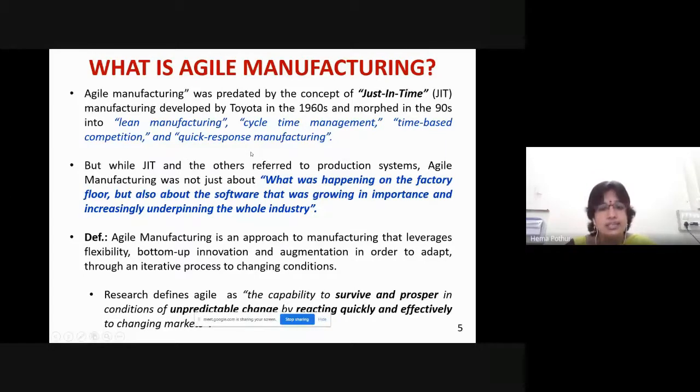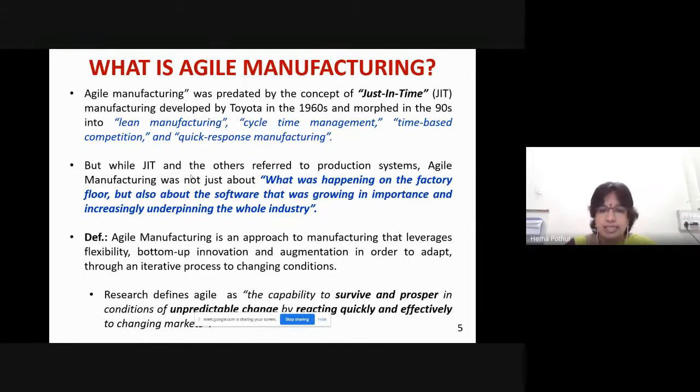What is agile? Quick response manufacturing. Depending on the industry requirement, the entire production system should restructure itself so that it responds to the market requirement, thereby the industry is able to meet the demand and sustain with the competition available in that particular scenario.